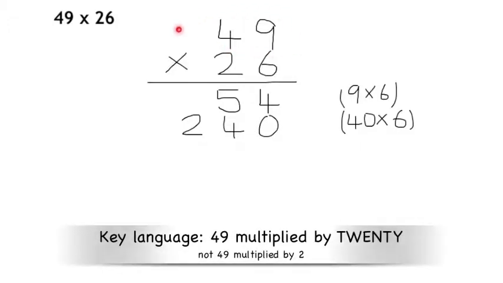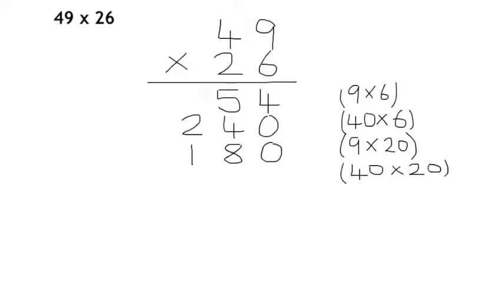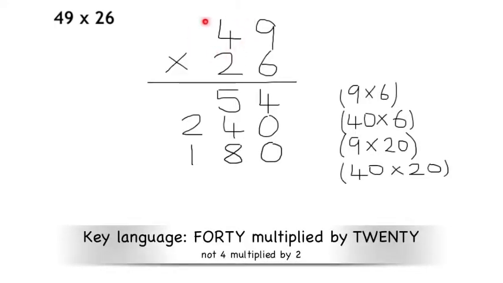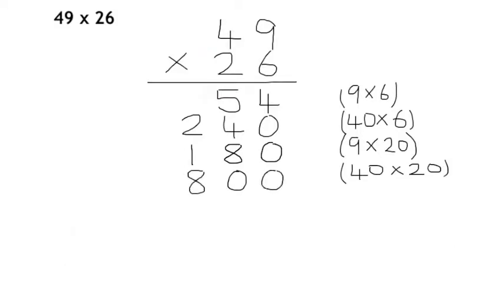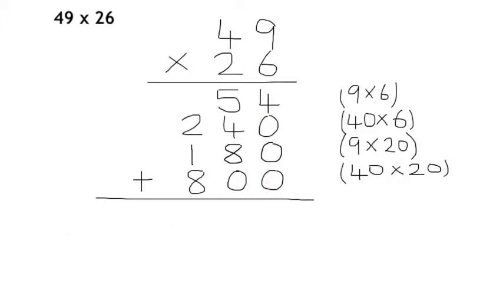Now I multiply 49 by 20 in steps. 9 multiplied by 20 equals 180 because 9 times 2 equals 18. 40 multiplied by 20 equals 800 because 4 2s are 8. I can now find the sum of the numbers. I start with the units. 4 plus 0 equals 4.